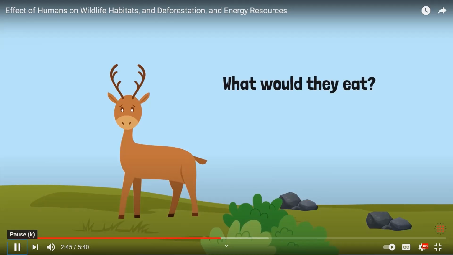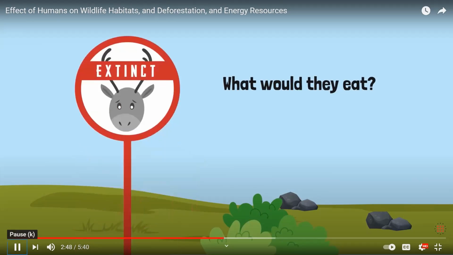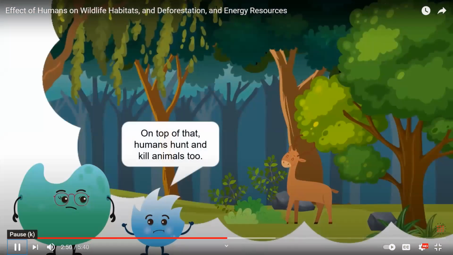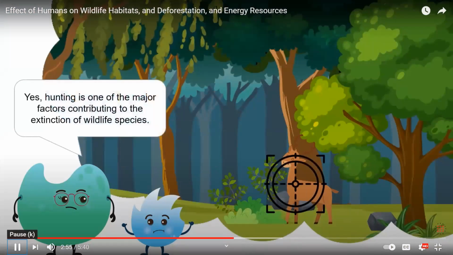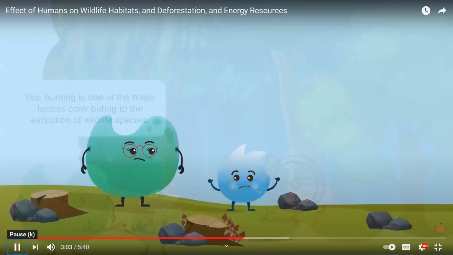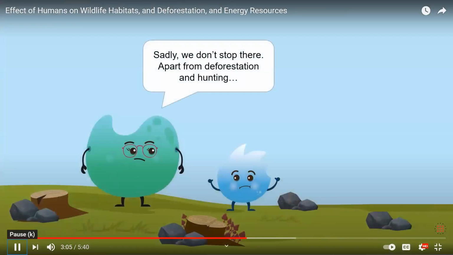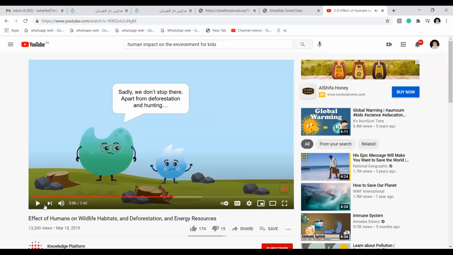Animals do not survive, and sometimes they even go extinct. On top of that, humans hunt and kill animals too. Yes, hunting is one of the major factors contributing to the extinction of wildlife species. Sadly, we don't stop there. Apart from deforestation and hunting, we have polluted the air, land, and water.